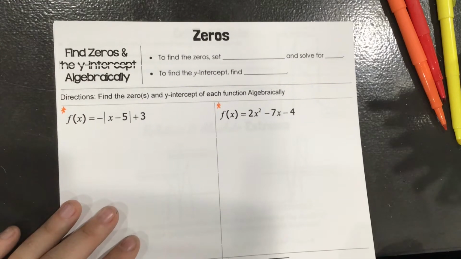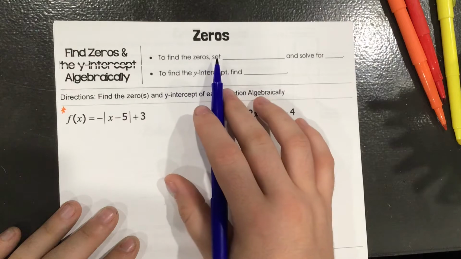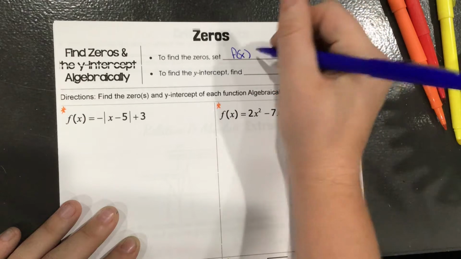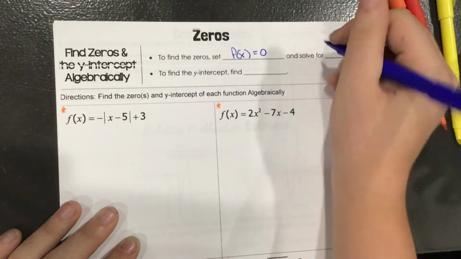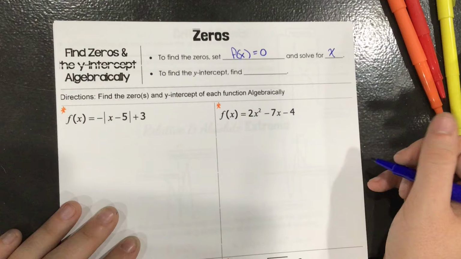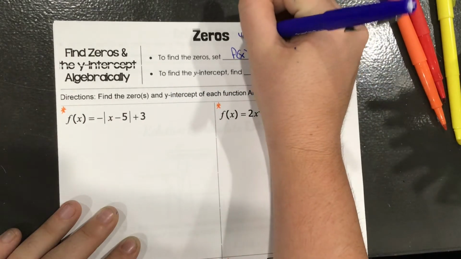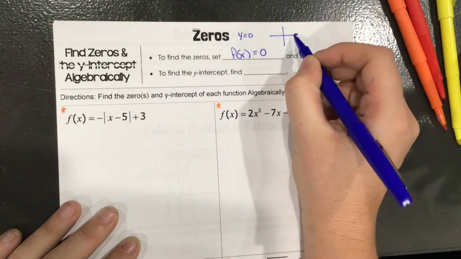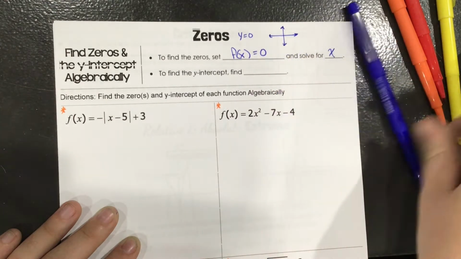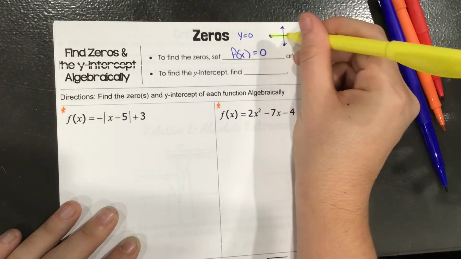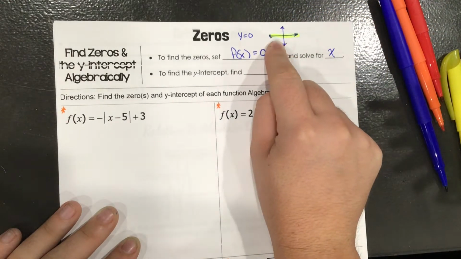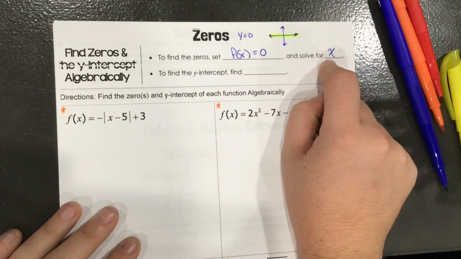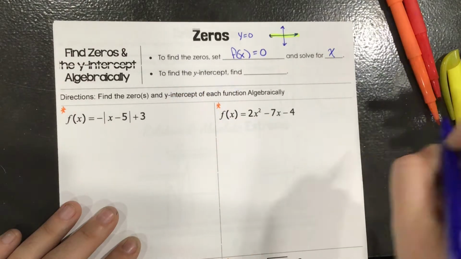Finding the zeros and y-intercept algebraically. To find the zeros, set f of x, the entire quantity of f of x, equal to 0, and then solve for the value of x. What is this saying? It's basically saying set y equal to 0, meaning that there is no height on the graph. If there's no height on the graph, that means it's going to lie somewhere right there. And so we're going to plug in 0 to get on that line, and it'll tell us where our function hits the x-axis. To find the y-intercept, we do the difference.